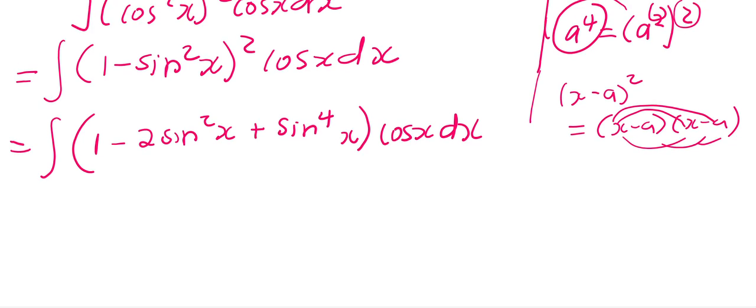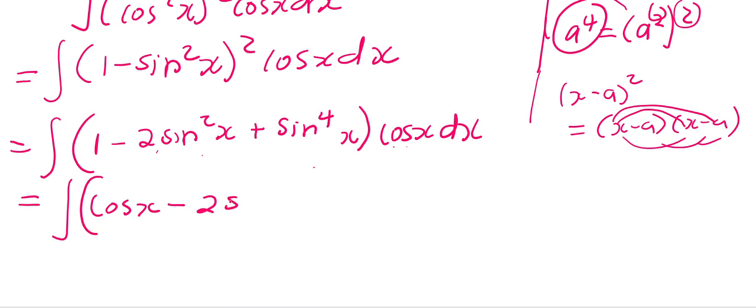Okay, now let's continue. Let's multiply cos inside. So multiply cos by 1, and then multiply cos by negative 2 sine squared x, then we multiply cos by sine to the power of 4x. So let's do that. This will be equal to the integral of cos of x minus 2.